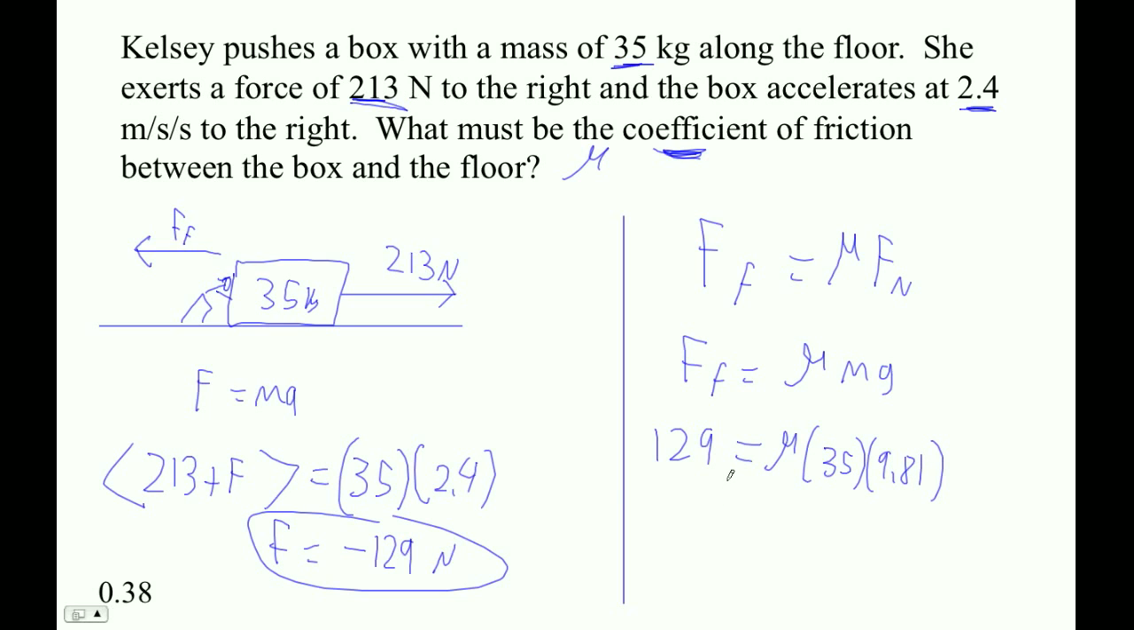All right, let's divide. Divided by 35, divided by 9.81. 0.37, wow, that's 0.3757. Is my mu, so I guess with two sig figs I'd have to say 0.38. There aren't any units for that.